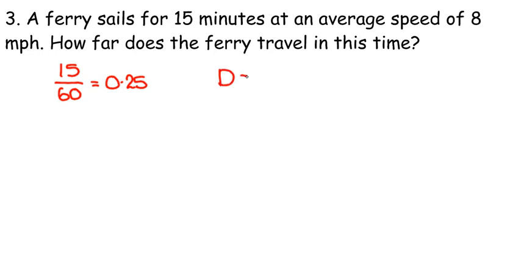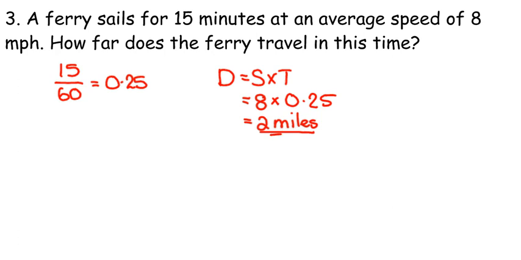So the distance here is going to be equal to speed times by time. So 8 miles per hour times by 0.25 hours, 15 minutes, which is going to give me 2 miles. Again, units are important. Using correct methods of time are important as well. And if we can keep that up, we should have no problems with questions like this.